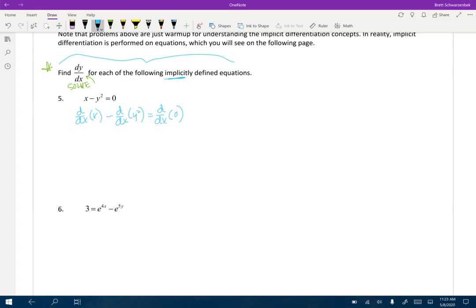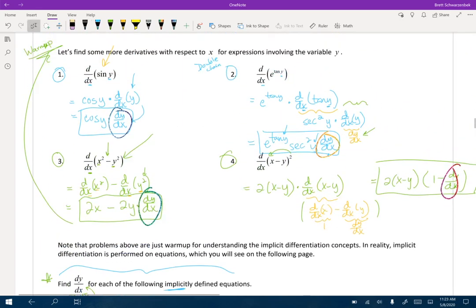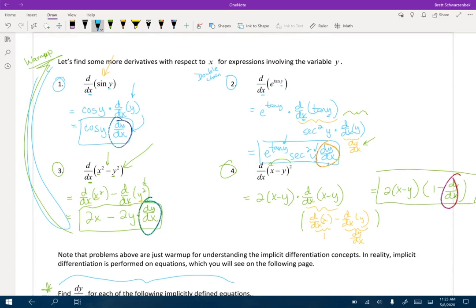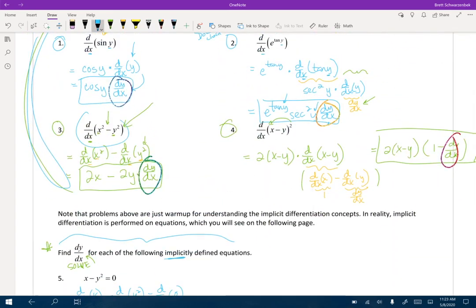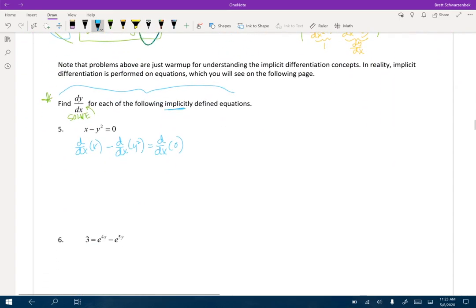Okay, so we go through the problem and we find each of these pieces with our knowledge from our warm-up that we did, right? So think of each one of these as individual derivatives that you actually have to find. That was the purpose of that exercise. So what is the derivative with respect to x of x? 1.